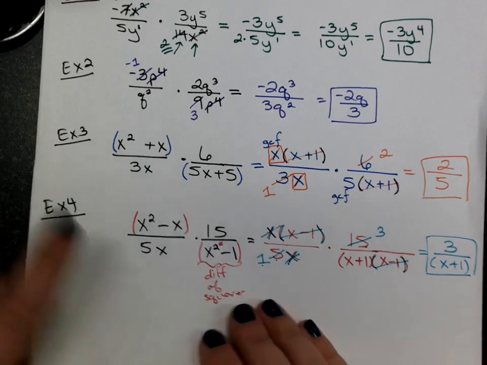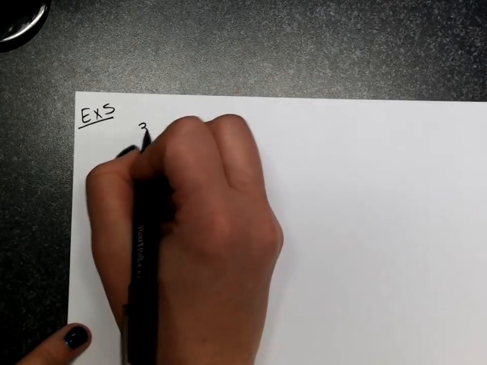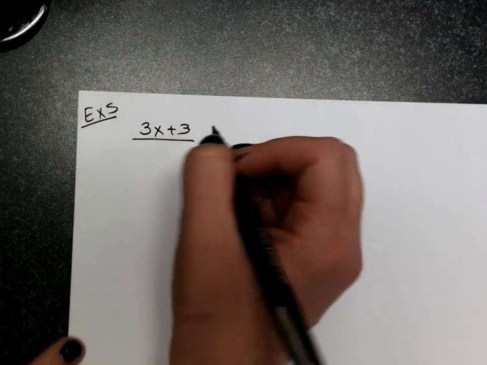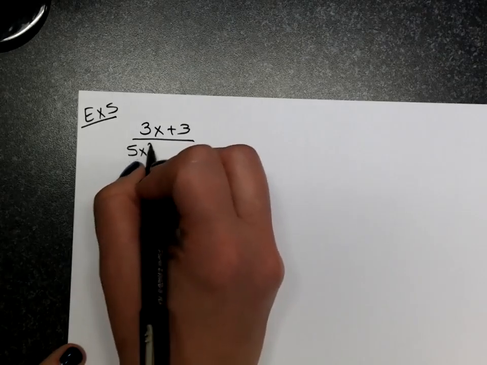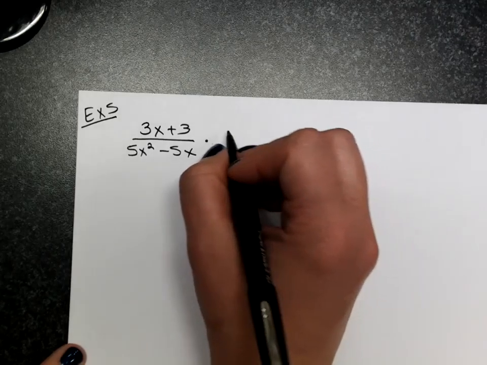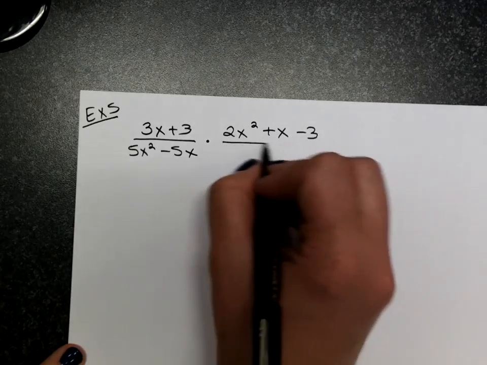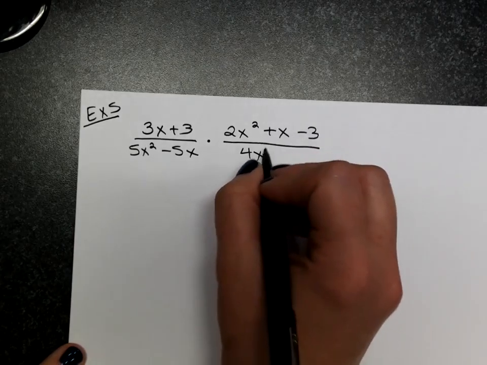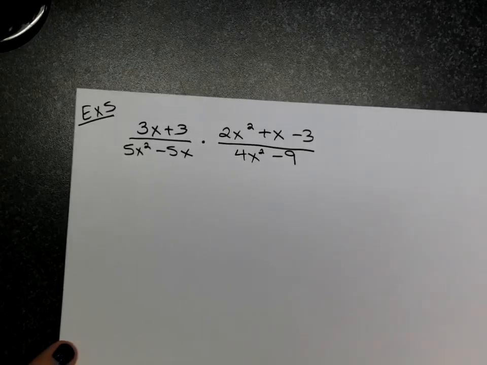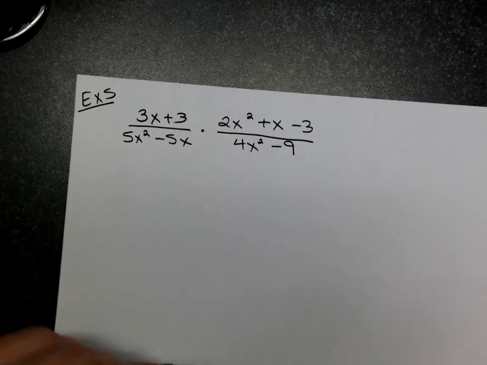Alright, let's look at a couple more. These are going to have trinomials in them. So example 5. We have 3x plus 3 over 5x squared minus 5x times 2x squared plus x minus 3 over 4x squared minus 9. Again, a lot to look at.